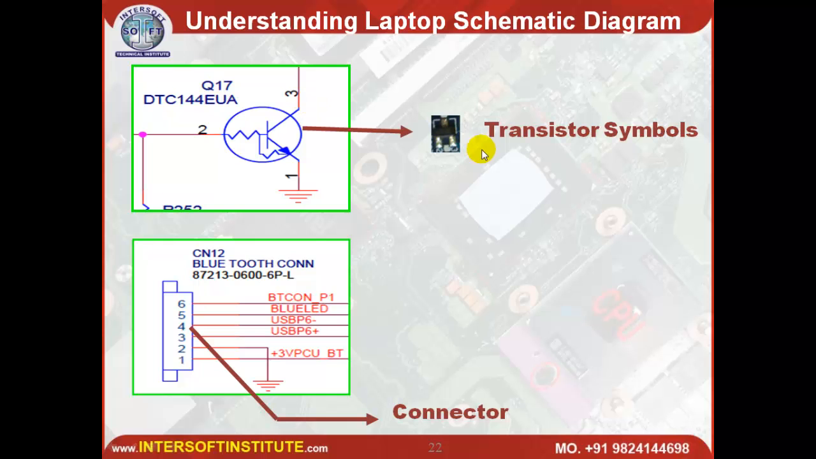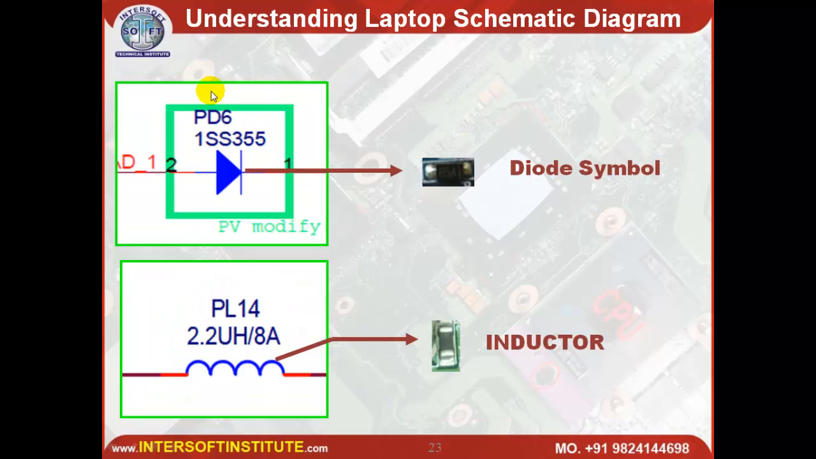These symbols are for the transistor, and this symbol is for the connector. Connector for touchpad or any connection, speaker, and all those connections are there. This symbol is for CN, meaning connection. Q symbol is for the transistor.